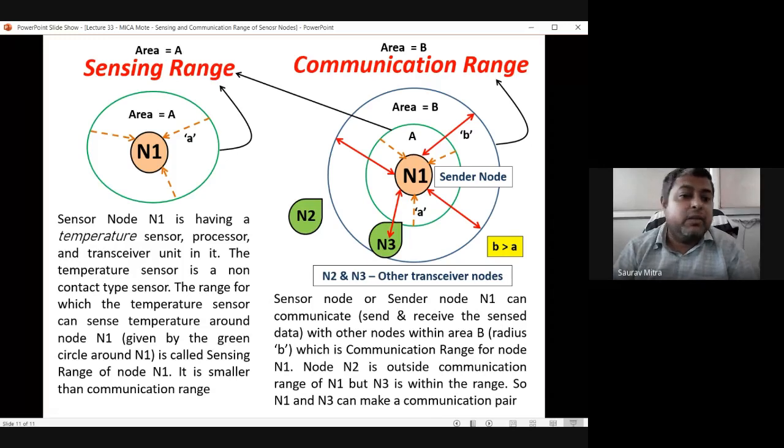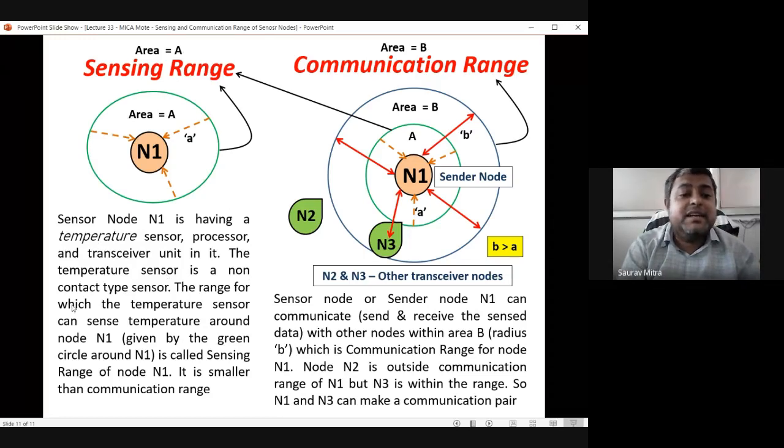Sensor node N1 has a temperature sensor. Let's say it's a condition. Let's say N1 has a temperature sensor, and there is a processor, there is a transceiver unit. The transceiver unit is nothing but the communication unit. So this N1 has mainly a communication unit, a microcontroller, and some sensors. And obviously a battery and power unit, all those things are there.